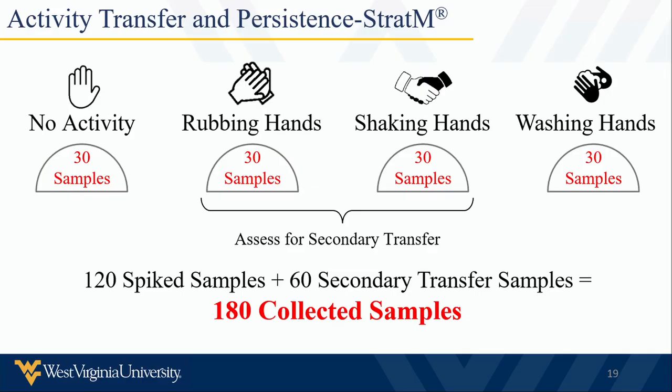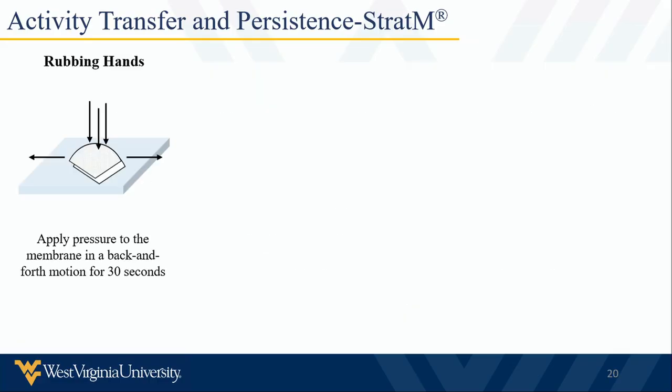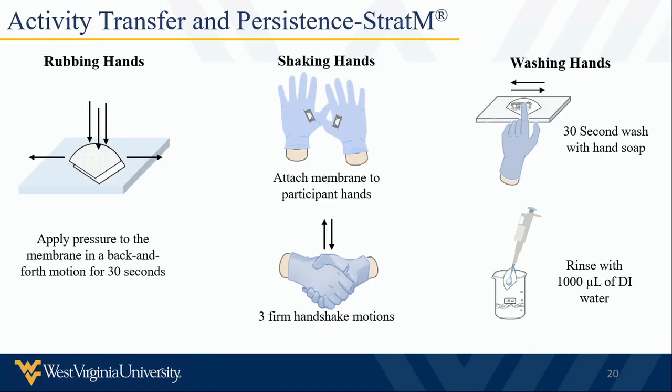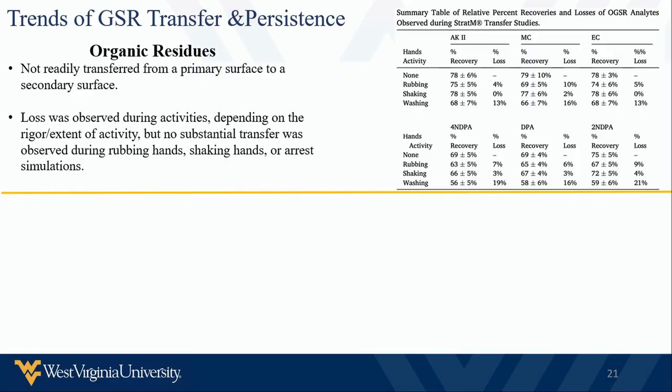So now we're going to move on to the actual activity and transfer and persistence using the same skin model. In this case, we have a control of no activity, a set of 30 samples, and we're going to do some activities that I'm going to describe here, like rubbing hands, right? We are also using shaking hands and washing hands.